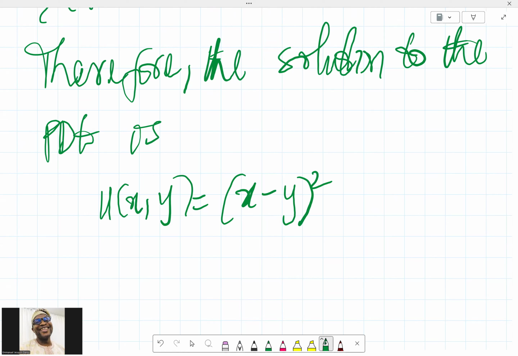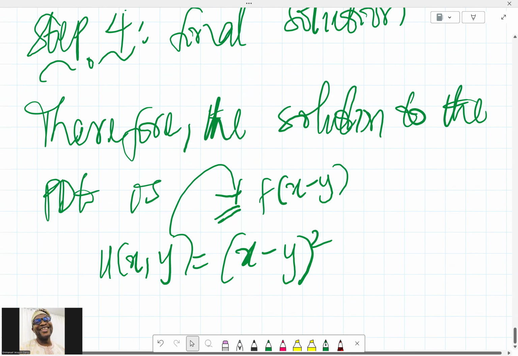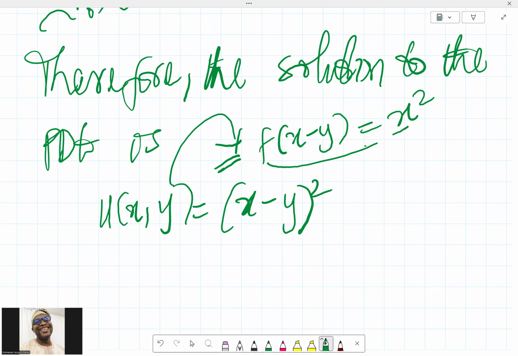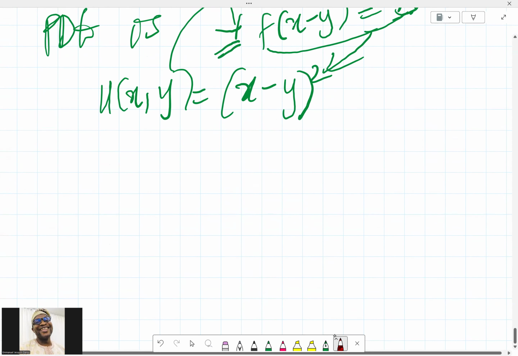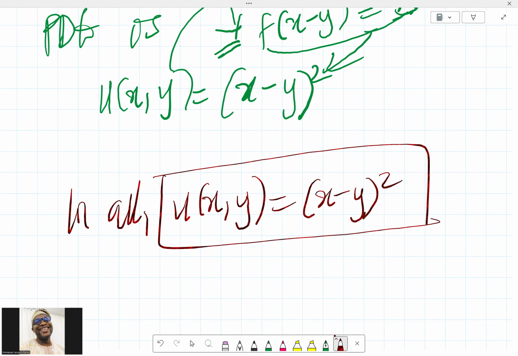Don't forget, because we said u of x comma y is f of x minus y. Okay, and f of x itself is x squared. So it means that anywhere you see x, you put x minus y. Since this is x squared, you can now put, instead of x, x minus y. So this is what you have. So that's our final solution. So in all, u of x comma y is simply x minus y all squared. And that is what we get in that situation.